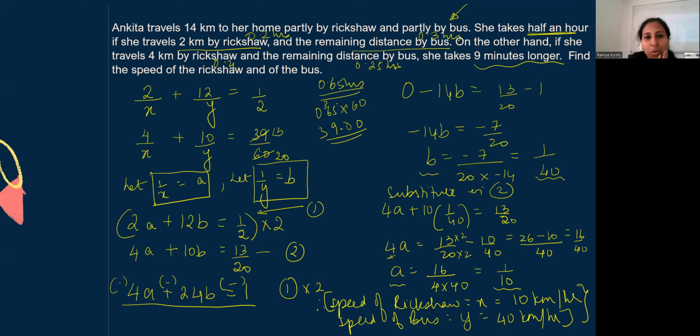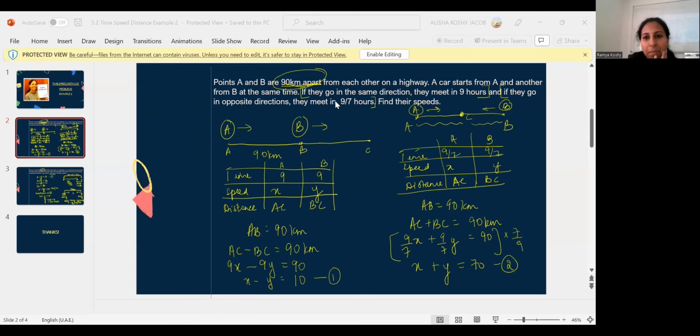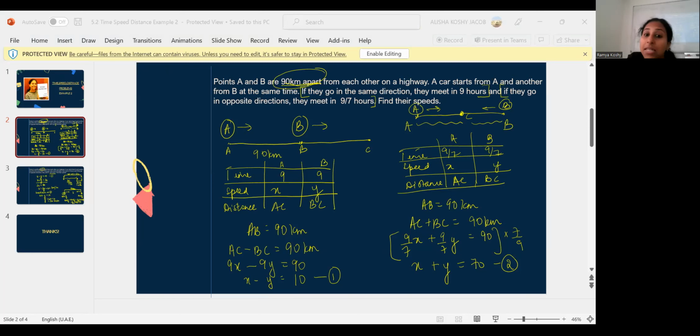And this is another type of question. You can see this, na? Points A and B are 90 kilometers apart. Yes, ma'am. I can see. So over here, in this question also, this is definitely part of the syllabus, because you get normal equations over here. All right, these kind of questions. That means same direction, opposite direction, find their speeds. This type of question is definitely there. Okay.